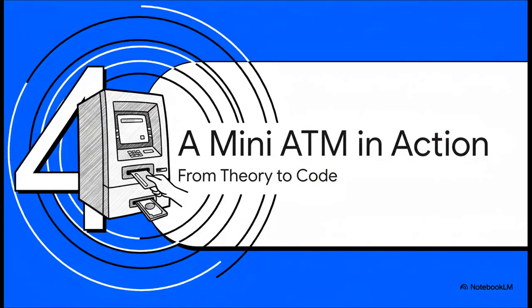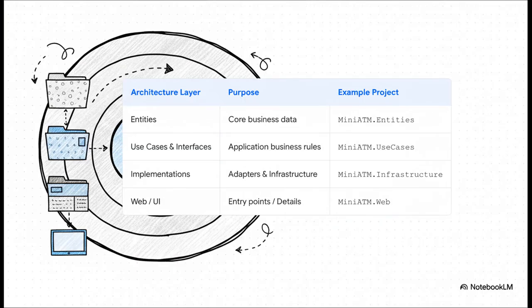Okay, theory is great, right? But what does this actually look like when the rubber meets the road? Let's take a look at a super simple example of an ATM application to make this more concrete. In a real project, you can actually see this architecture right in your code's folder structure. Check out this table.